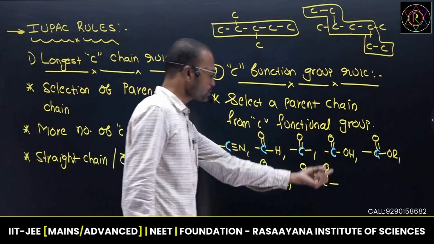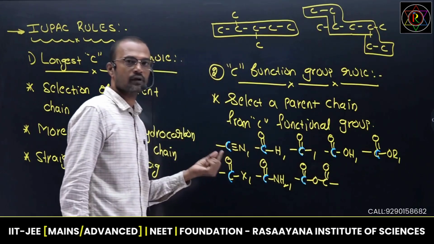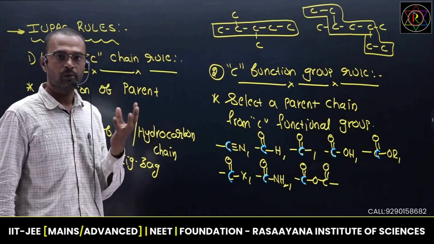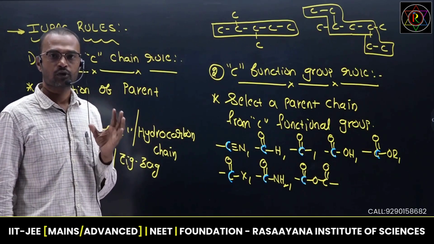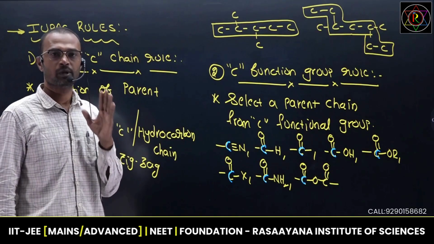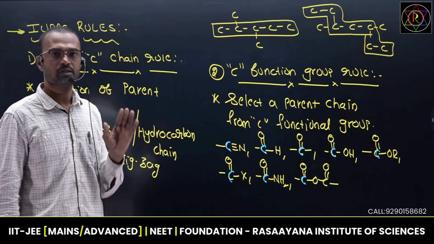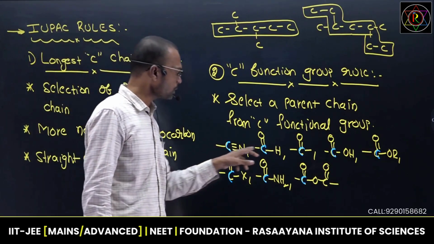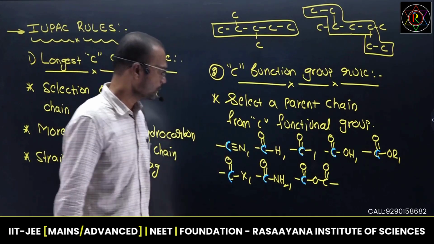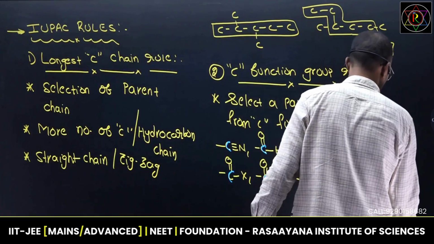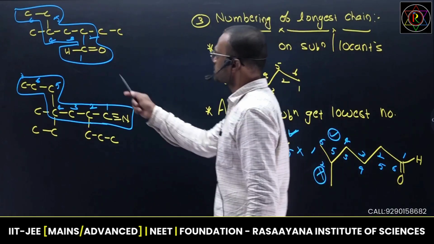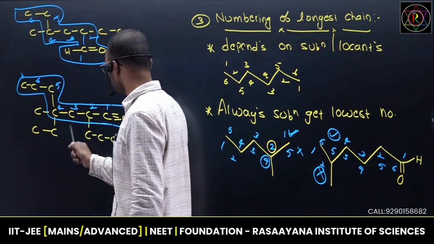If these functional groups are present anywhere in a given organic molecule, try to give numbering from that functional group only. The lowest number should be given to that carbon functional group. Means indirectly I am saying that try to start numbering from these carbons. This is called the carbon functional group rule. So see, I am starting from here only. I am starting from here.